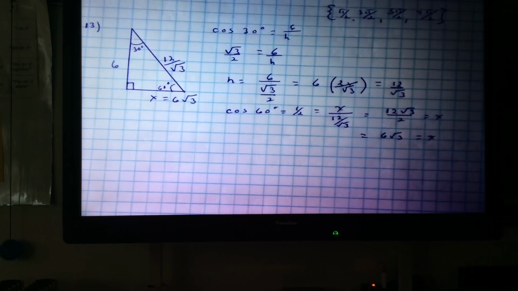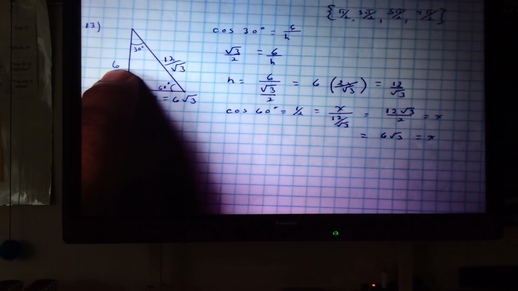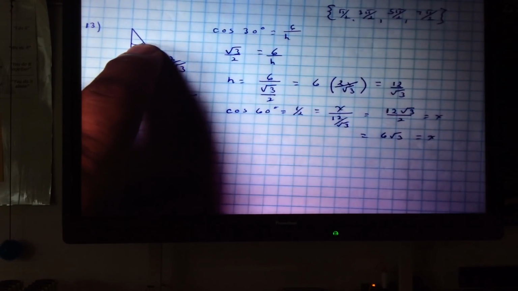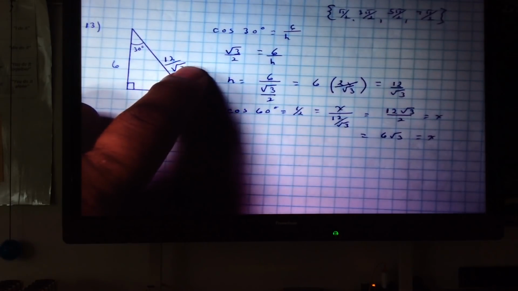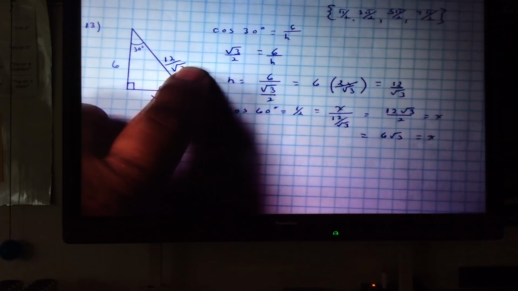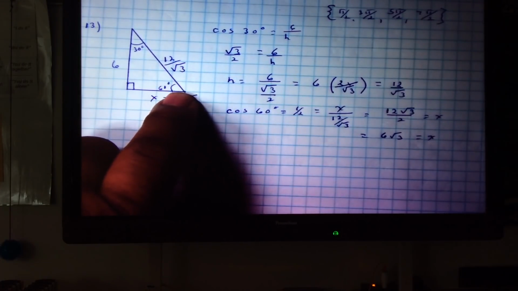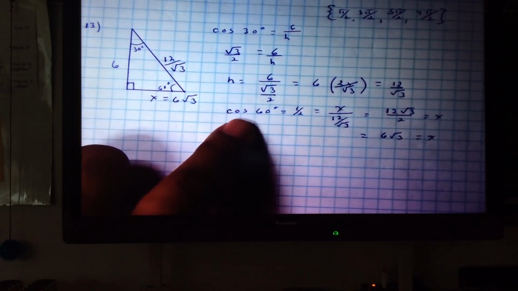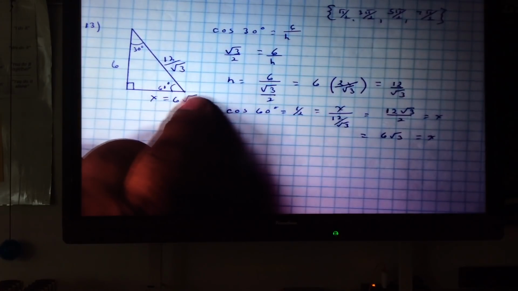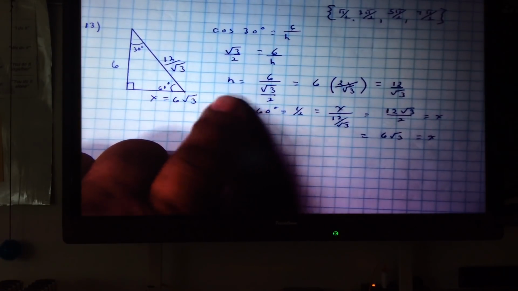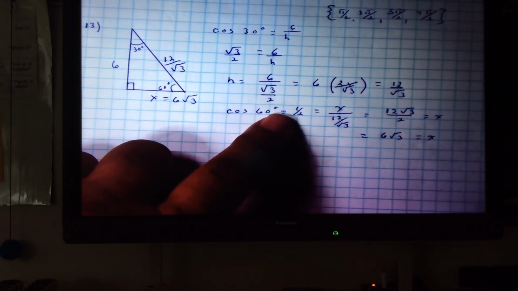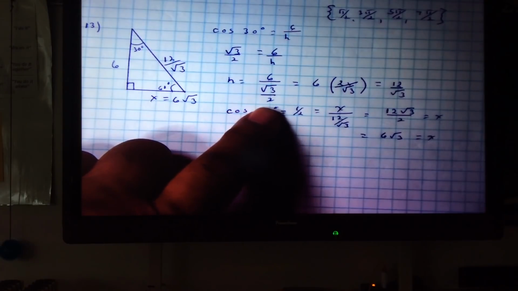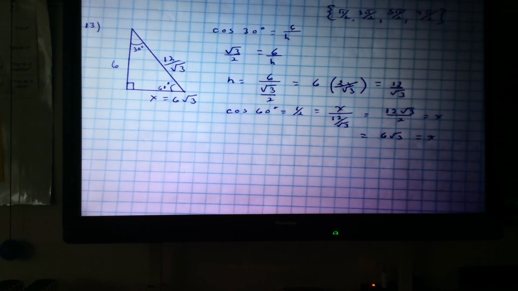Okay, I get it, but then I don't get it because why do you use cosine? Because I was given this side here. So if this is my angle, this is my adjacent side, and I need the hypotenuse, so I have to use cosine. Okay. And down here, the cosine is 1/2, so this divided by that is 1/2. Yeah, cosine of 60 is 1/2. 6 over h. Yeah. Okay, that's not on your test anyway.